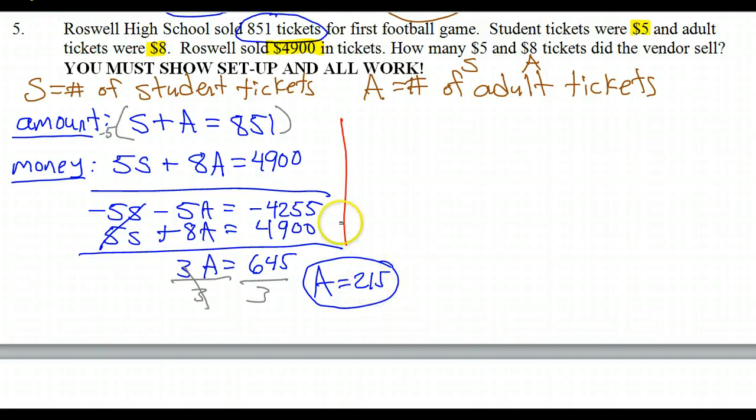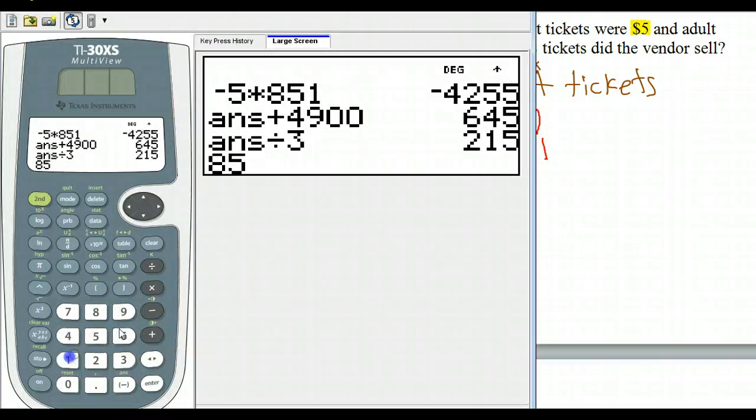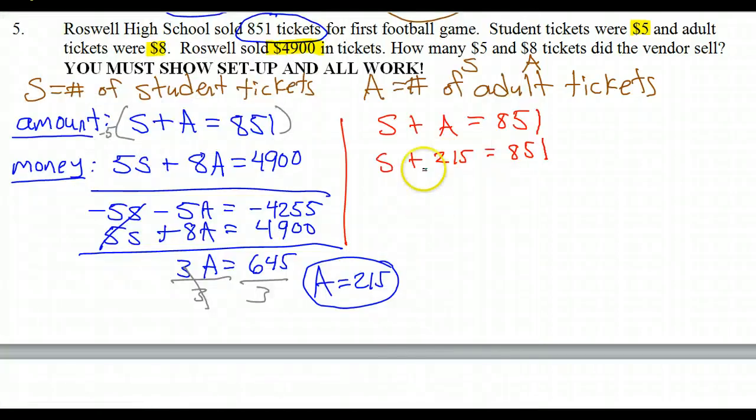To do that, I will just take this and substitute it back into one of the original equations. Obviously, using the simpler equation will be simpler. So this 215 will go right here. So it'll be s plus 215 equals 851. If I subtract 215 from both sides, I'm going to get 636.